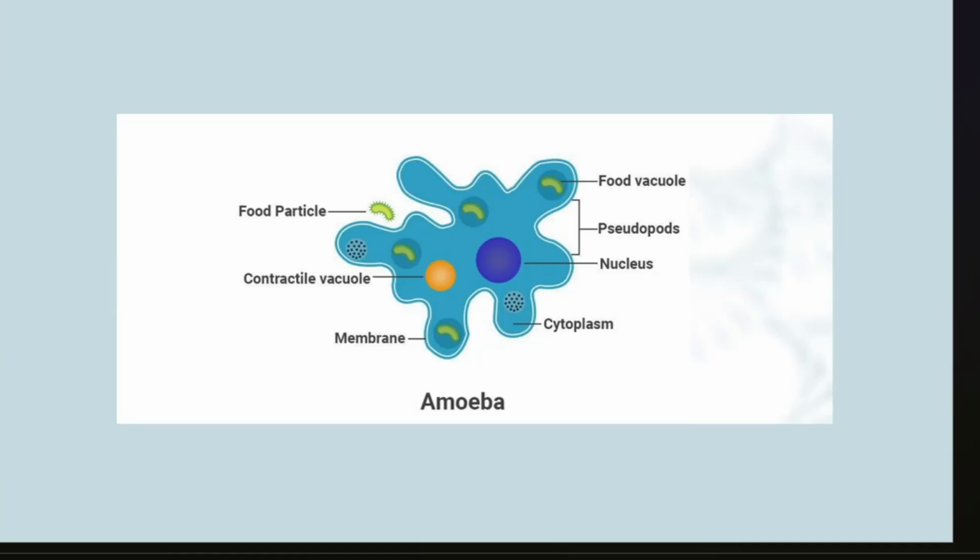In this diagram there is a food particle, which the finger-like projections are trying to cover. After covering the food particle, it will go into the food vacuole. There is a nucleus inside the amoeba, vacuoles, cytoplasm, and the membrane. This is the diagram of the amoeba which you can refer to for your exams.